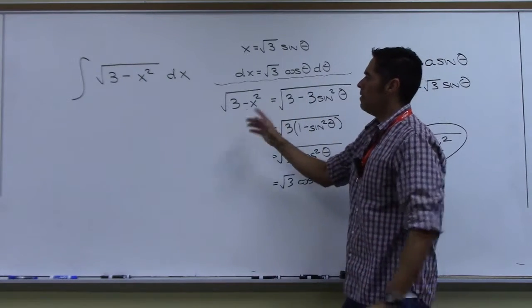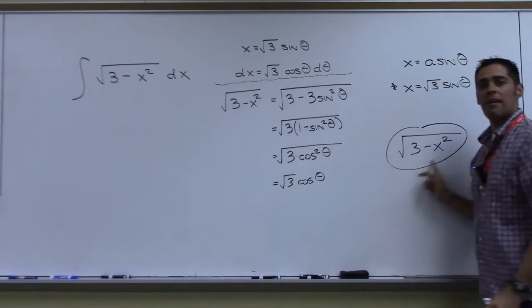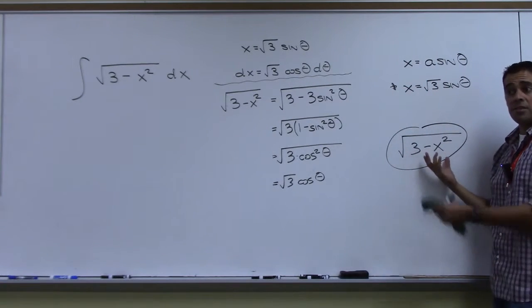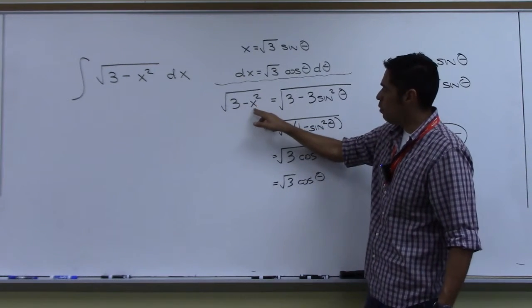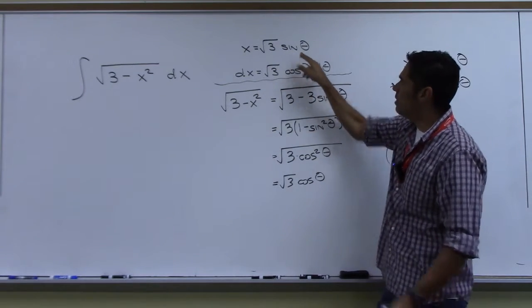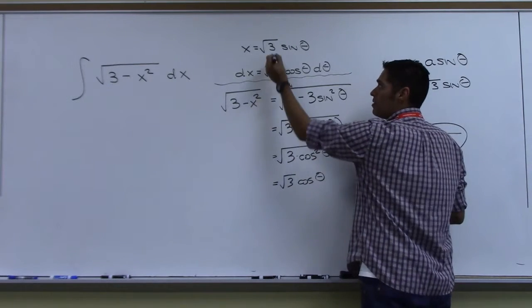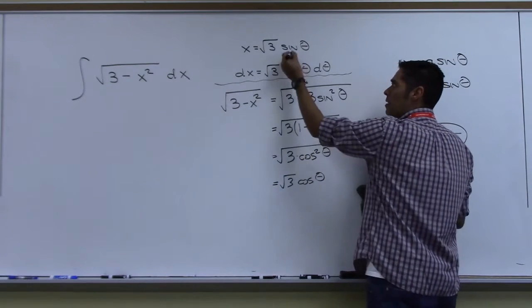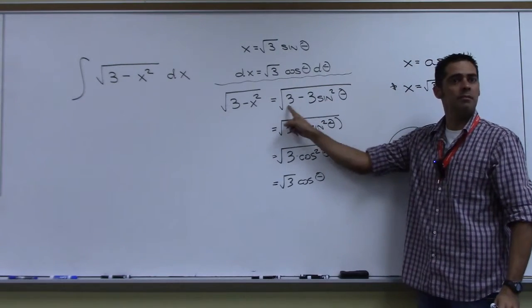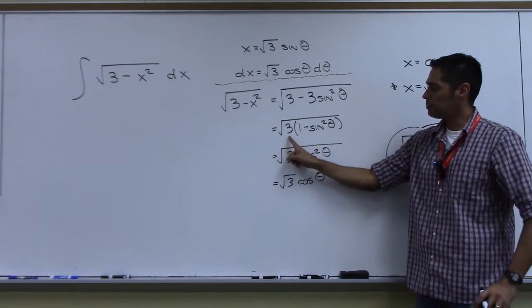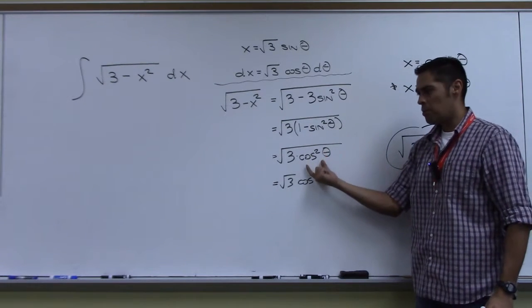I'm just saying, that square root part of the problem that caused you to use this substitution, let's check out what that is, because we need to substitute it out. That's square root of 3 minus x squared. What is x? Root 3 sine theta. If I square it, I square the root 3, which gives me 3, and I square the sine theta, which gives me sine squared theta. They both have a 3, so I factor a 3 out. That leaves me 1 minus sine squared theta, which is cosine squared theta.